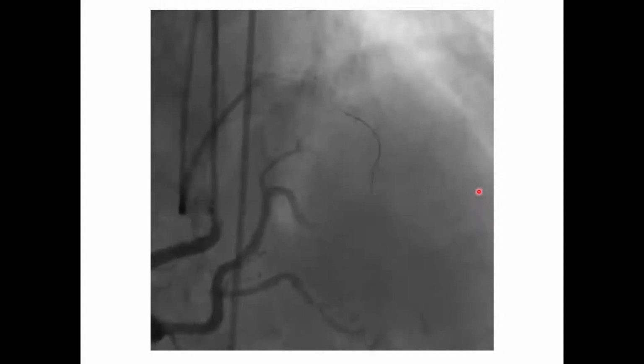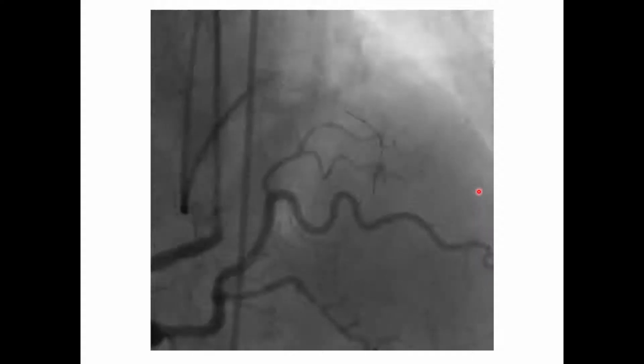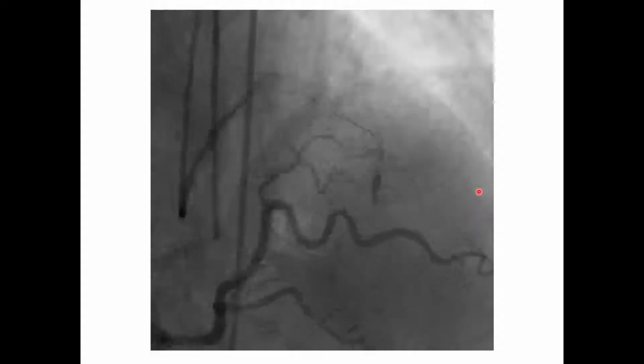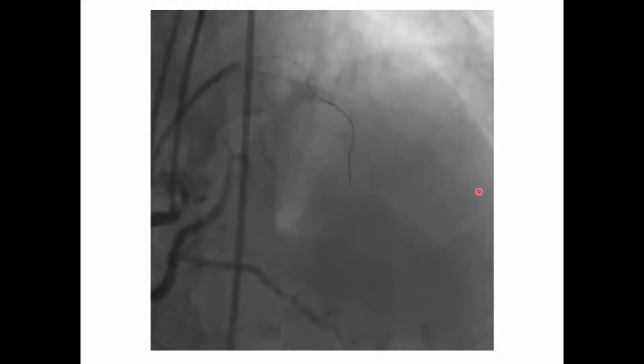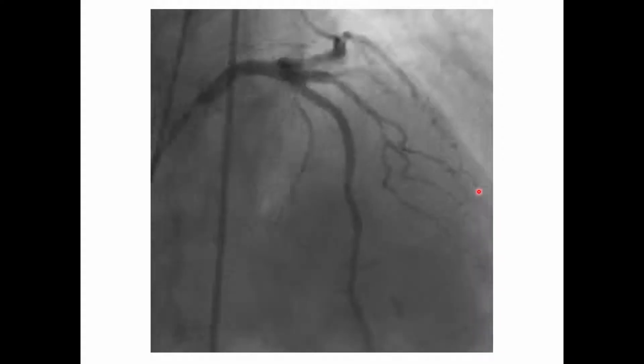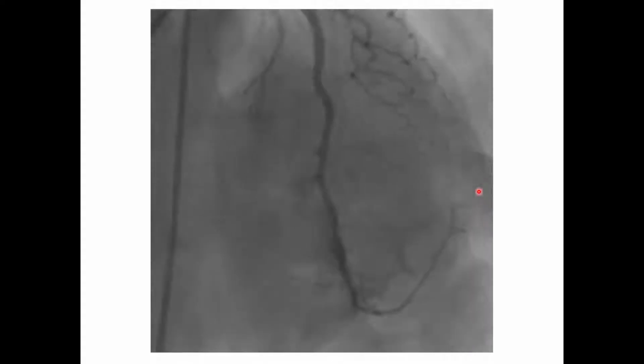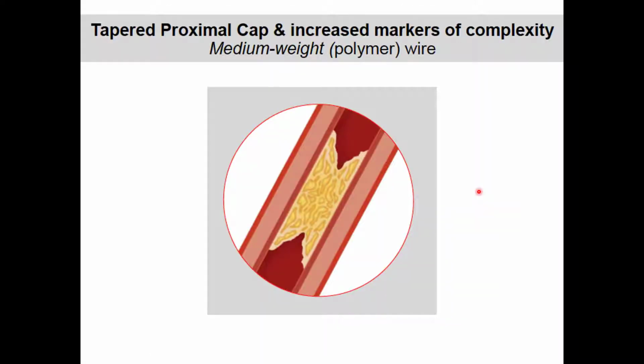You go down with your microcatheter, you remove the Fielder, you put in a workhorse with the trapping technique, you take the microcatheter out, you pre-dilate, you put in one stent, and this is the final result. Tapered proximal cap with increased markers of complexity, and if you stick that cap and you have a complex body of the CTO, then you need to escalate with the wire.